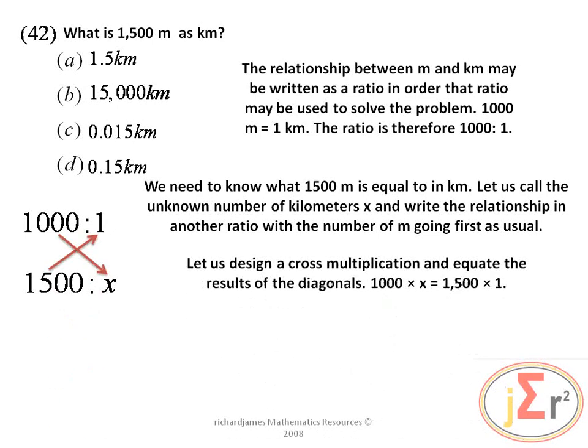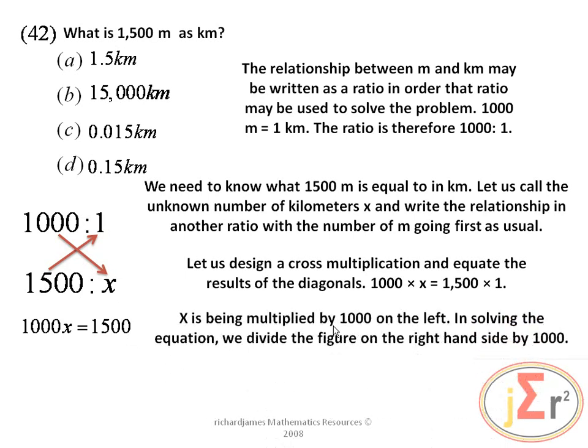So let us do a cross multiplication and equate the results of the diagonals. This one is 1,000 multiplied by x, which is 1,000x, and the other diagonal is 1,500 multiplied by 1. So we have 1,000x is equal to 1,500. X is being multiplied. Of course, we have a simple equation. So we have 1,000x is equal to 1,500.